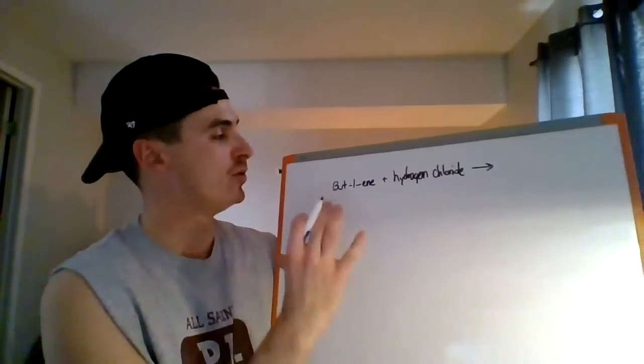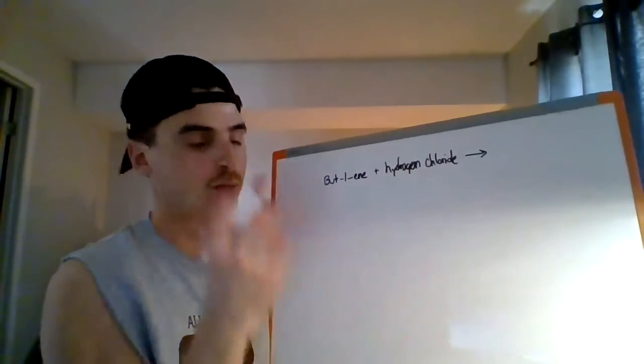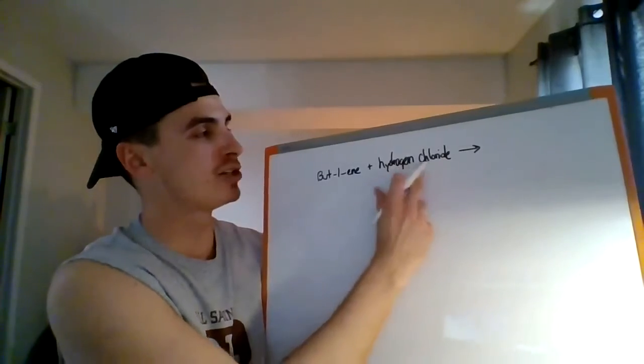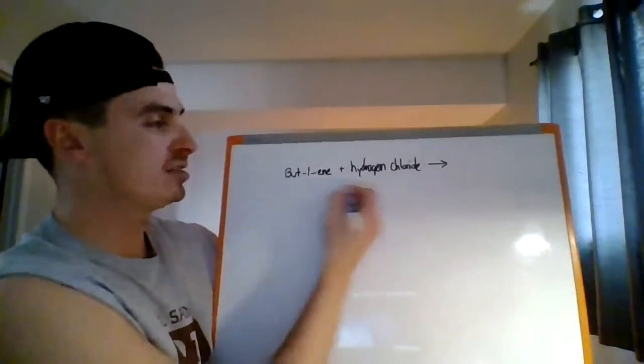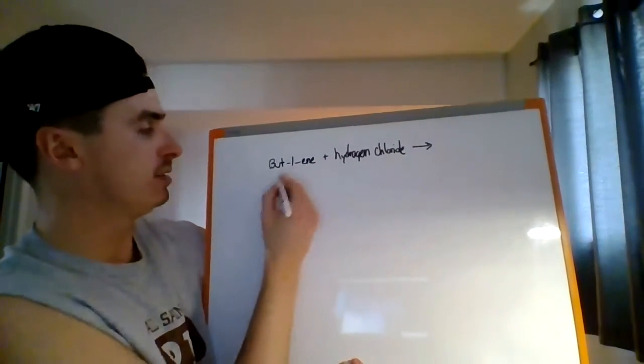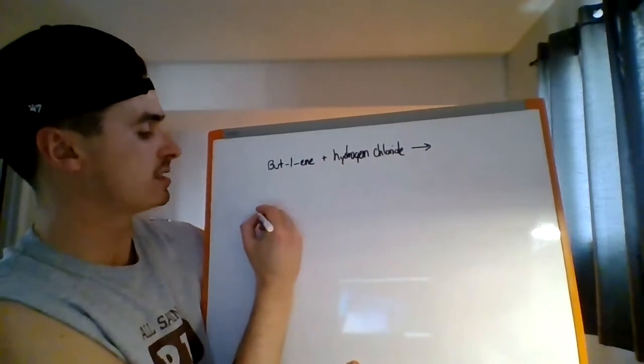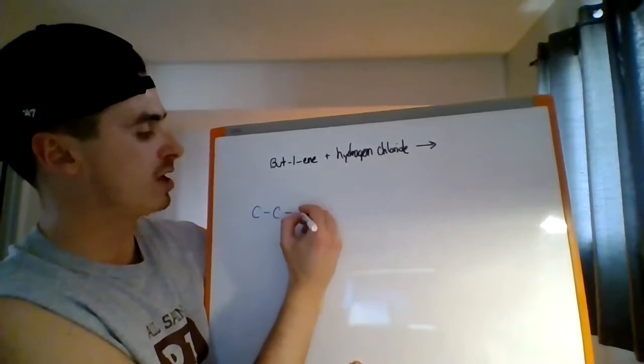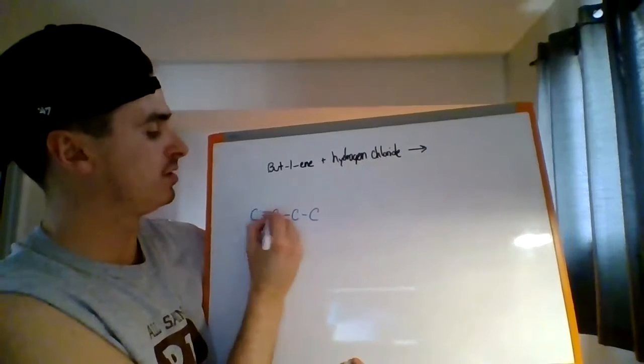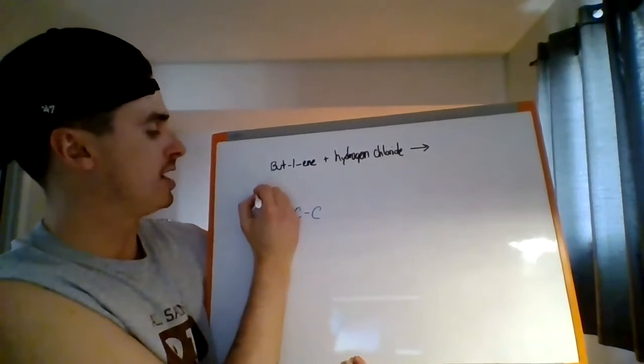Okay, so here we are doing another addition example, but we are adding a hydrogen halide. So again, start by just drawing everything out chemically. But-1-ene is a 4-carbon chain with a double bond on the first carbon. Fill in the hydrogens.